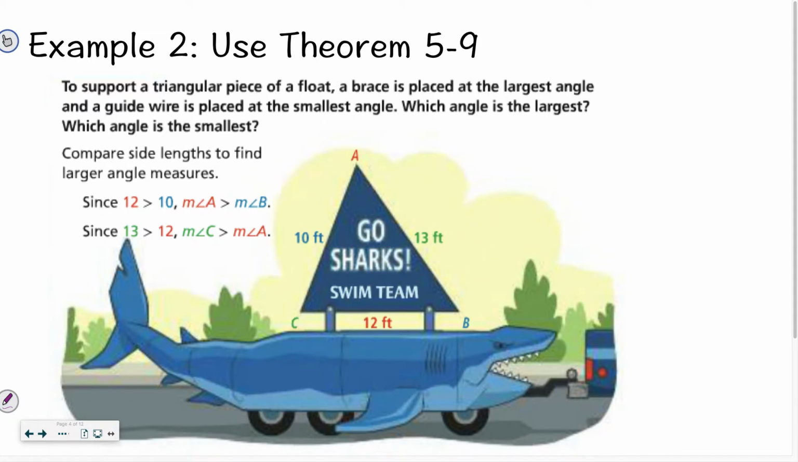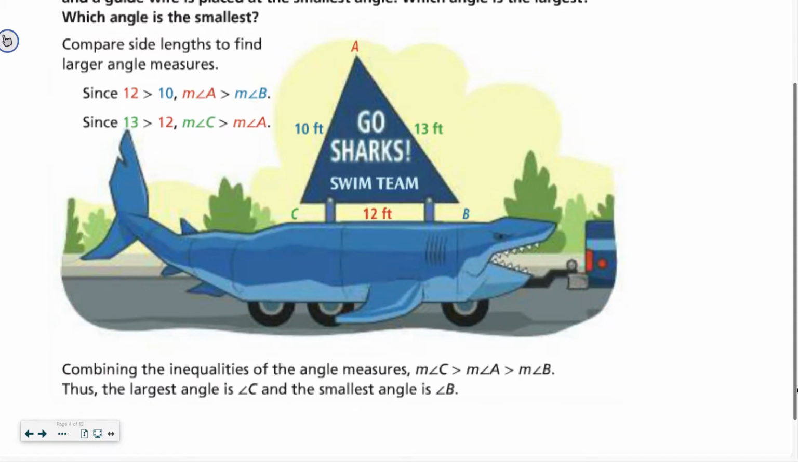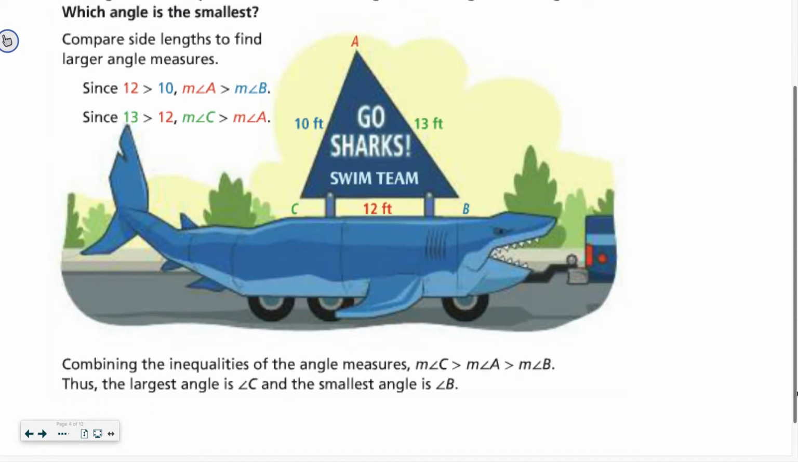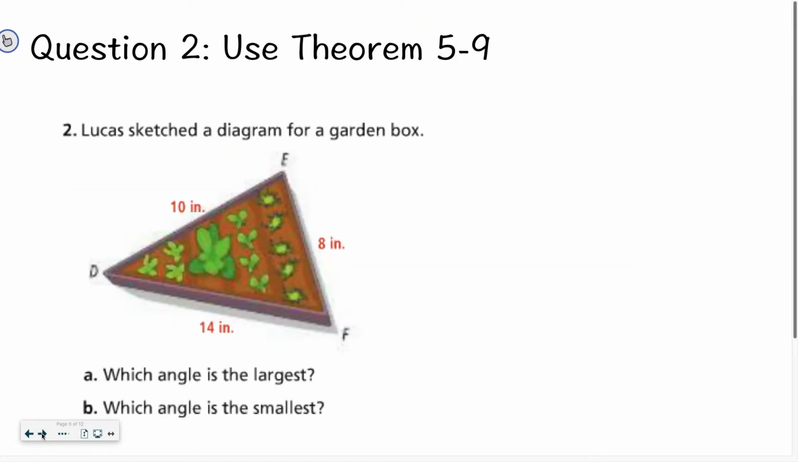Then if I'm looking for my smallest angle, my smallest side is 10 feet. That means my smallest angle is opposite that, which would be angle B. So my smallest angle would be angle B. And that is all that it's really asking there.